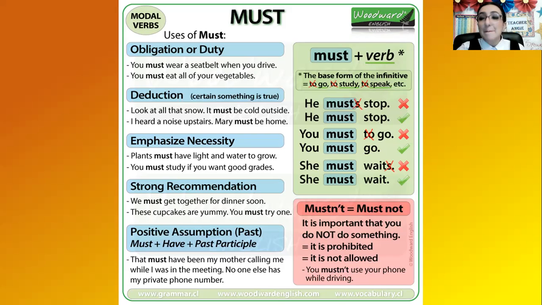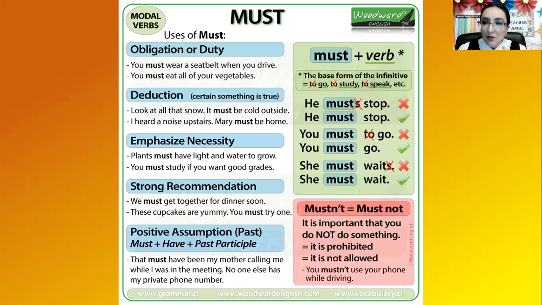In this case, must is going to be a tiny word that is going to be helping us in order to talk about obligations or duties that we do or we have. You must wear a seatbelt when you drive. You must eat all your vegetables. I'm not asking you, I'm just telling you, okay, that you must, you have to, you need to do that, you must do this, okay?